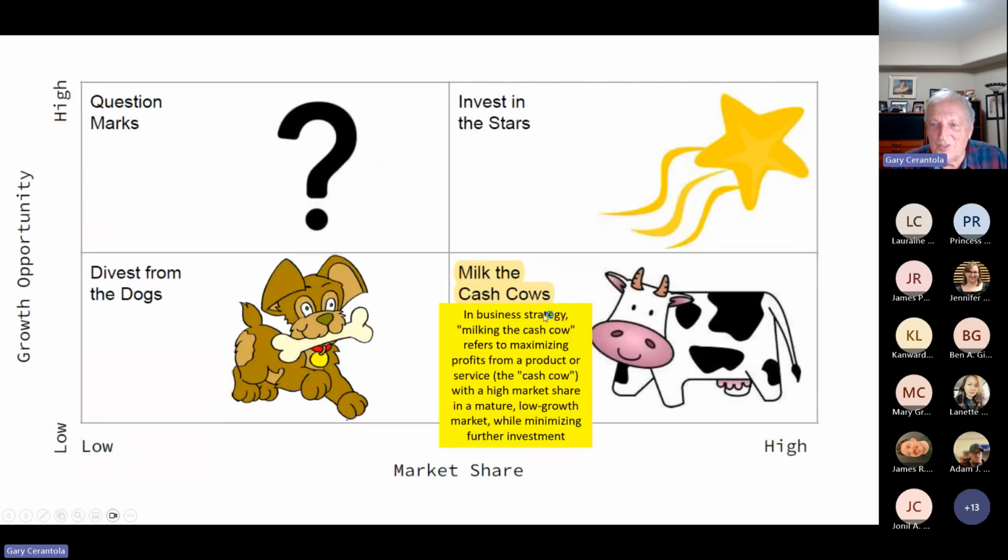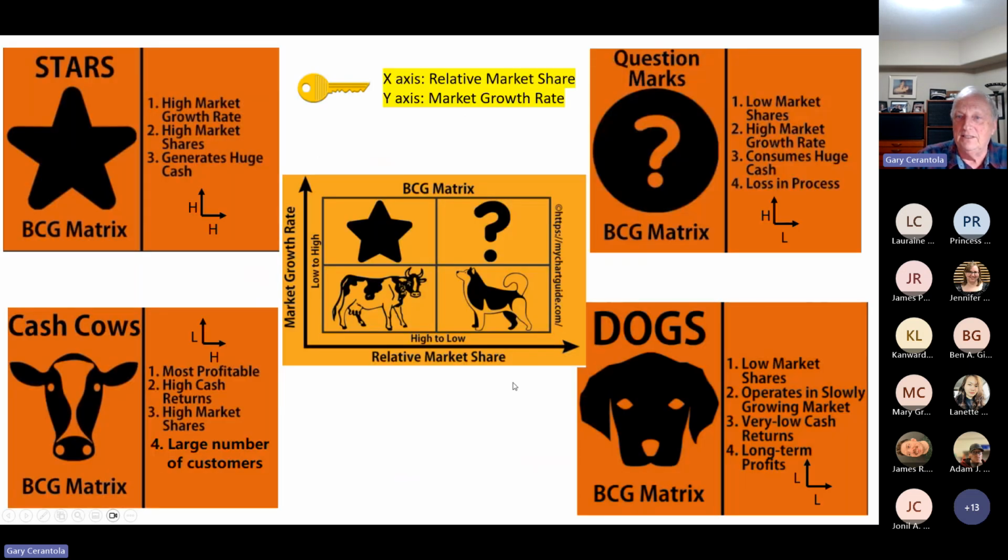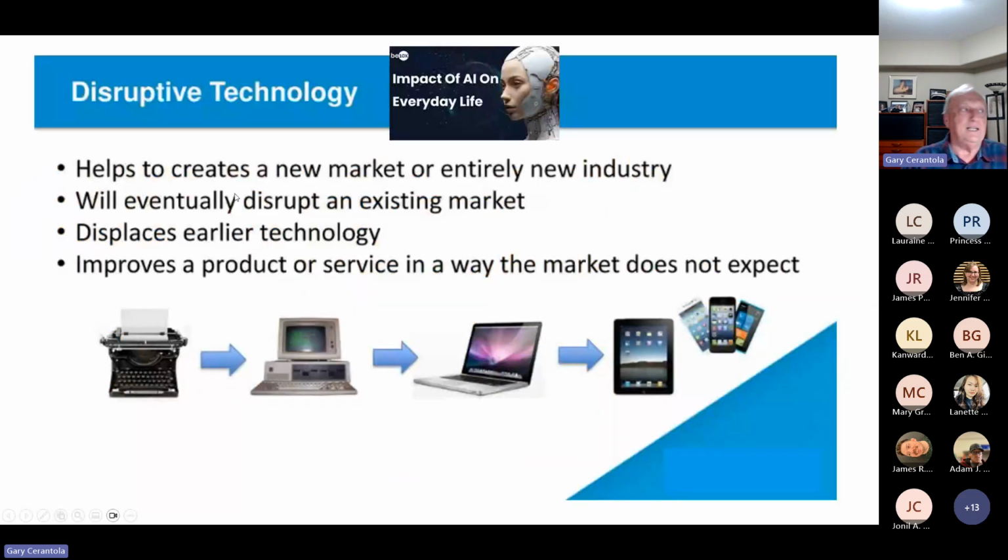So in business strategy, milking a cash cow refers to maximizing profits from a product or service with a high market share in a mature, low growth market while minimizing further investment, right? That's what you're going to do. And we're getting on the end of the maturity curve for a particular product or offering. All right, knowing that. And then just a small introduction to disruptive technologies.